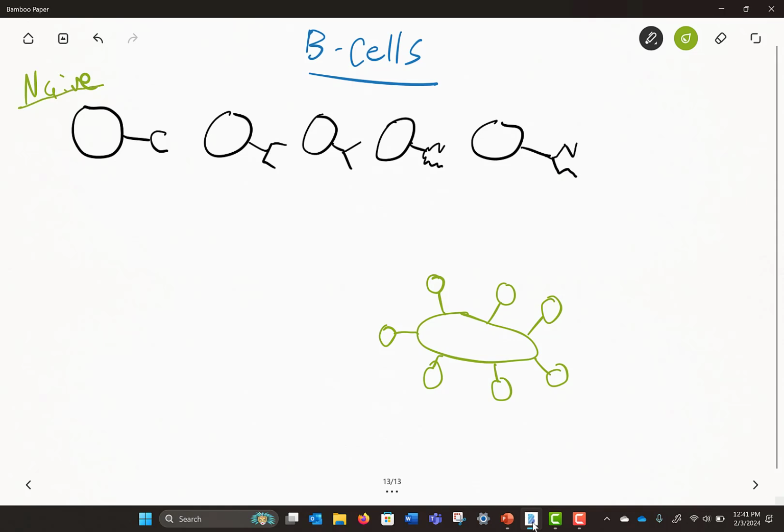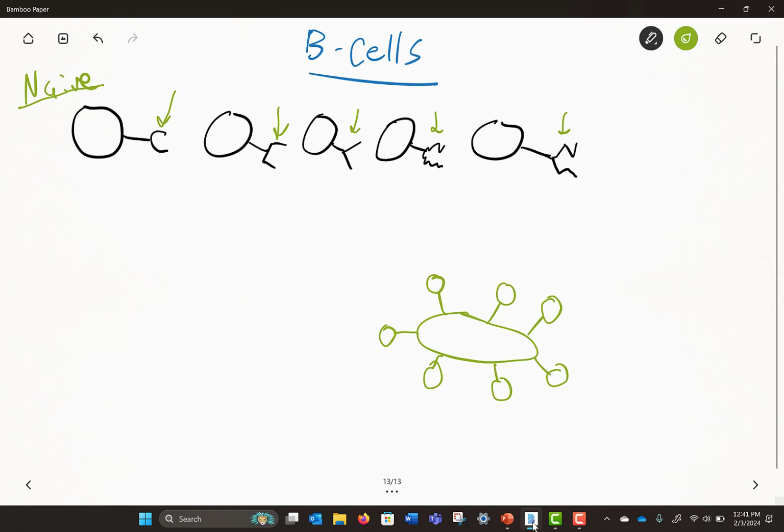Naive means they're just there. They are not effector cells. They're not ready to fight right now. They're not memory cells. They're not waiting to look for something down the road. They're just there. They're going around and they have this receptor. They actually have several of them, but they have this receptor. And if we look at that receptor, and that receptor, and that receptor, they're all different. They are shaped differently.